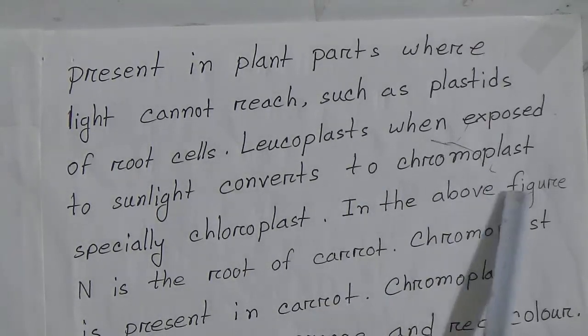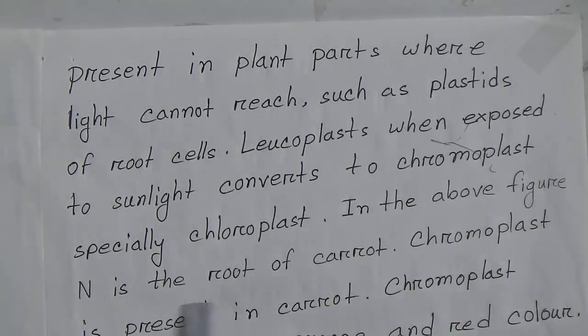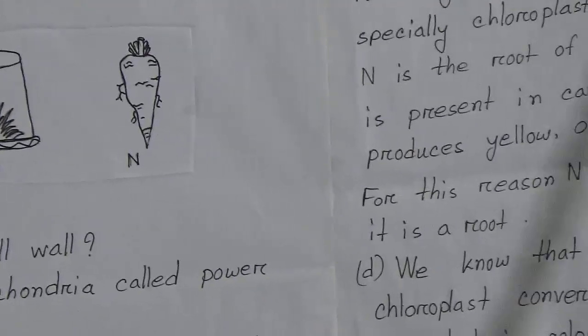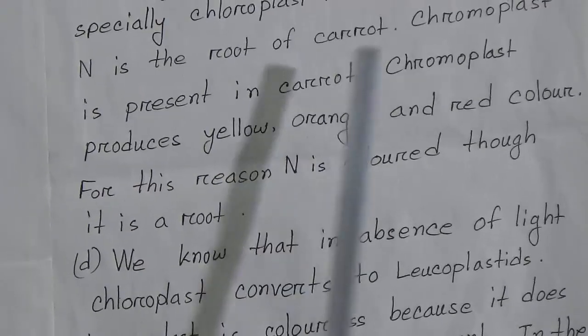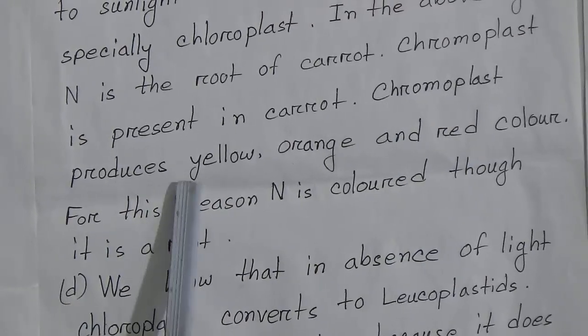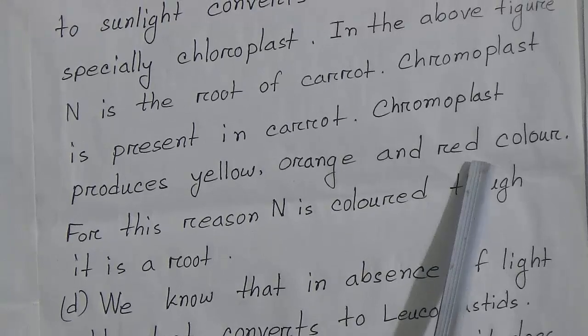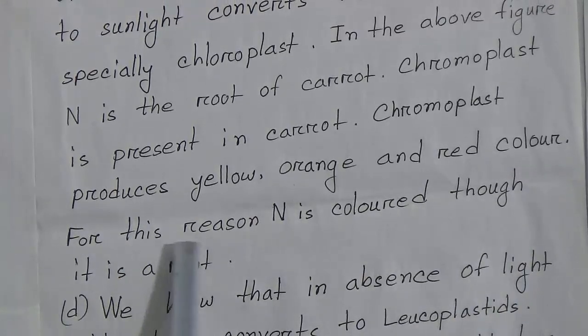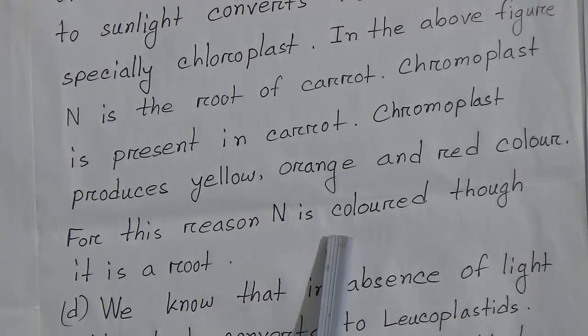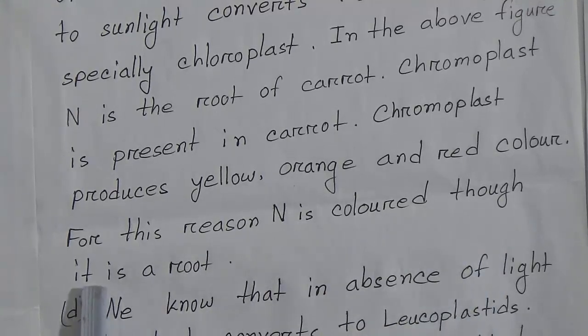In the above figure, N is the root of a carrot. That means this figure. Chromoplast is present in carrot. Chromoplast produces yellow, orange and red color. For this reason, N is colored though it is a root.